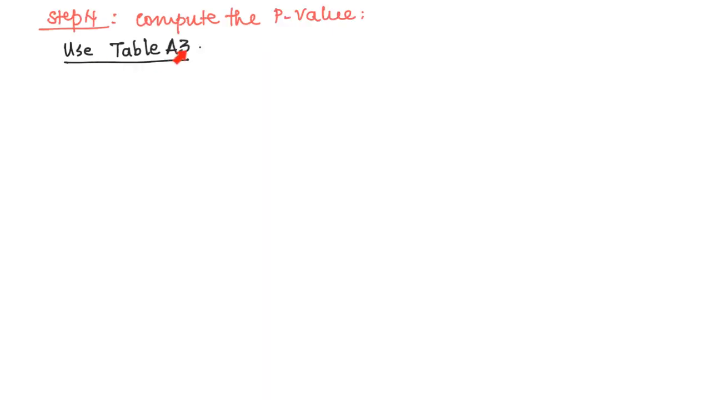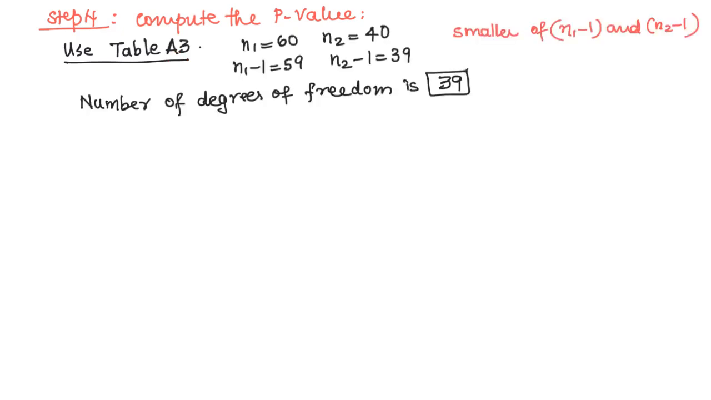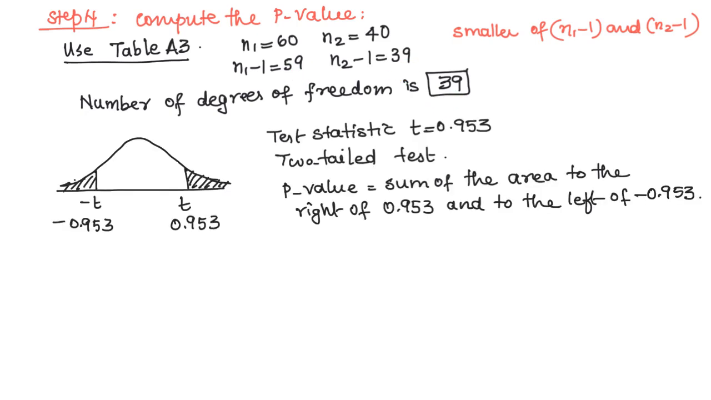Step 4 is compute the p-value. We will use table A3 to find the p-value. First, find the number of degrees of freedom. Number of degrees of freedom is 39 because that is the smaller of n1 minus 1 and n2 minus 1. So if you compare these two values, 39 is the smaller value. Test statistic t, we already found in step 3, and it is a two-tailed test because the alternate hypothesis is mu1 not equal mu2.